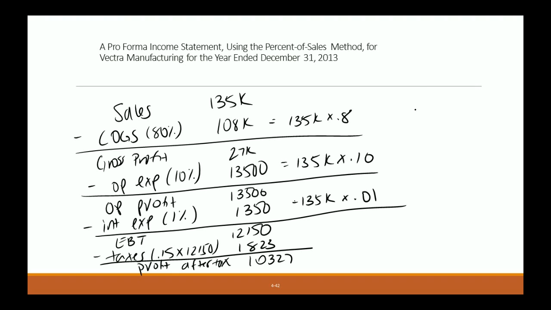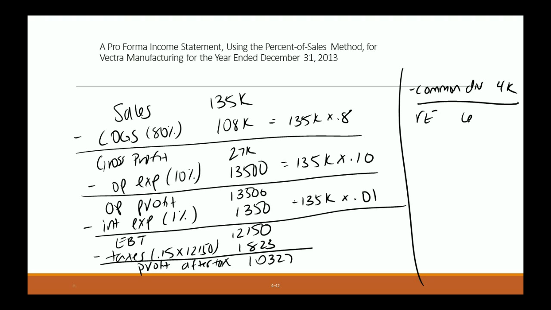So I'm going to finish that up here. Excuse me, I ran out of room. Minus 4,000 for common stock dividends. And that gives us the amount towards retained earnings of 6,327.